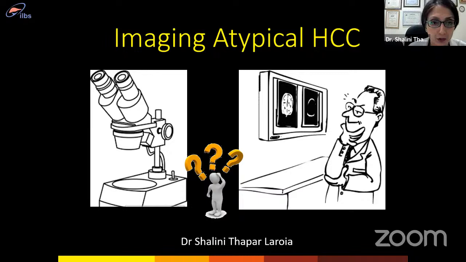So we are going to discuss today not the classical, but the atypical manifestations of HCC on imaging. I will be including CT, MRI, and ultrasound in my discussion of cases. We all know that the classical LI-RADS talks about non-rim arterial phase enhancement, non-peripheral washout, and an enhancing capsule to define what is an HCC.